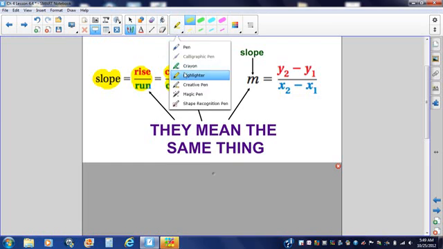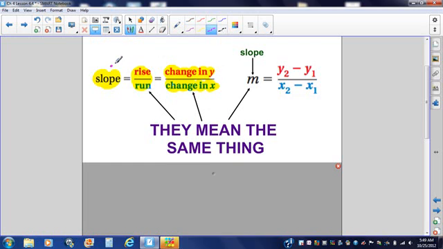Sometimes they don't write the word slope. They're trying to trick you, and instead of writing slope, they write the variable m. I have no idea why they picked m, and who cares? Just memorize the fact that slope can be represented by the variable m.